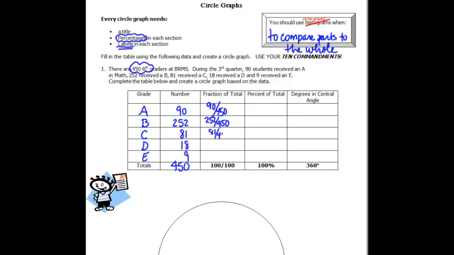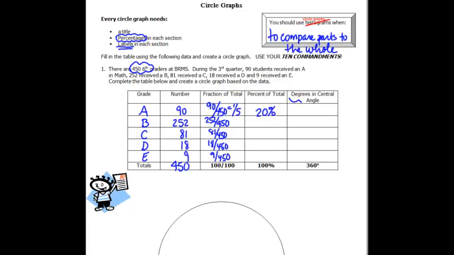The benefit to reducing it is sometimes you will know the percentage, and I'll show you what I mean in a second. So this is 18 out of 450 and 9 out of 450. Now, if I reduce that first fraction, it's 1/5, and that's a common percent to me. I know it's 20%. So that's the benefit of reducing it.